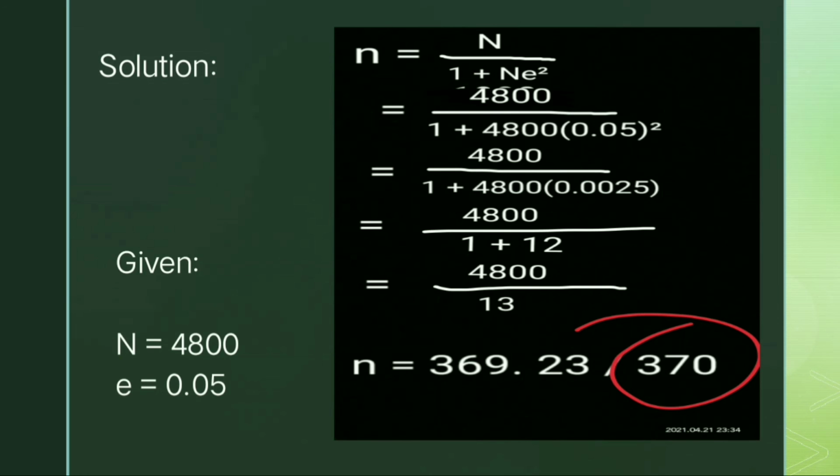Ang atin pong magiging sagot, or magiging sample size is 369.23. So, in math po, hindi po natin yan pwedeng i-round off kasi po mas mababa siya sa 5. So, dito po sa Slovin's formula, hindi po tayo pwedeng mag-round down. Kasi, yun na po yung kailangan nating minimum para sa ating study. Kaya po, ang magiging sagot po dito is 370.